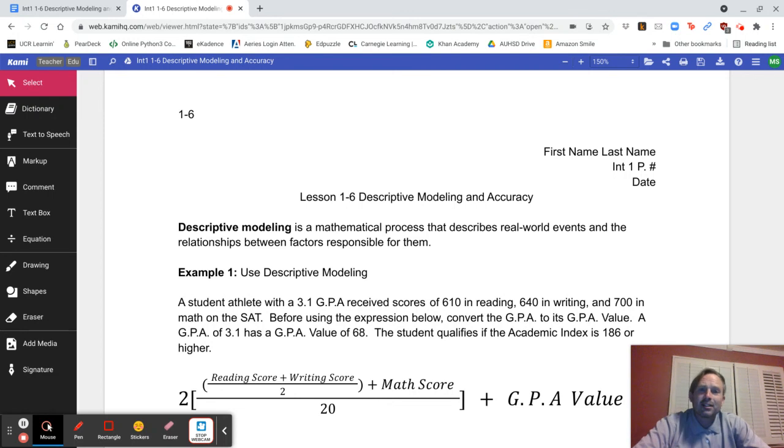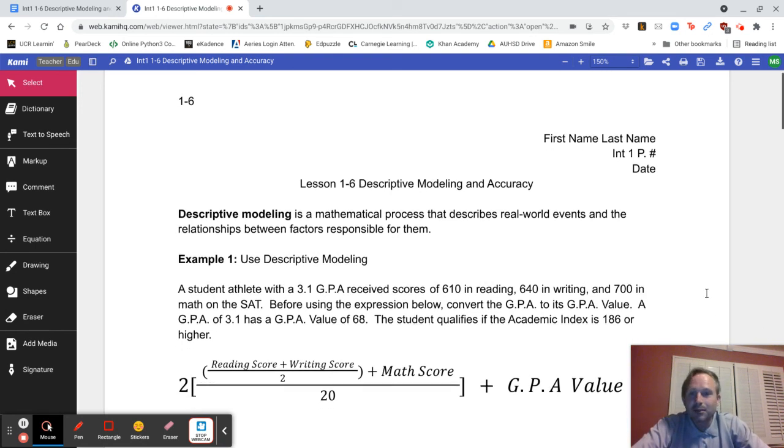So we're going to do 1-6, descriptive modeling and accuracy. Descriptive modeling is a mathematical process that describes real-world events and the relationship between factors responsible for them. What does this mean? There are going to be equations that you could use to compare real-life events. That's basically it. So without further ado, let's go through this.